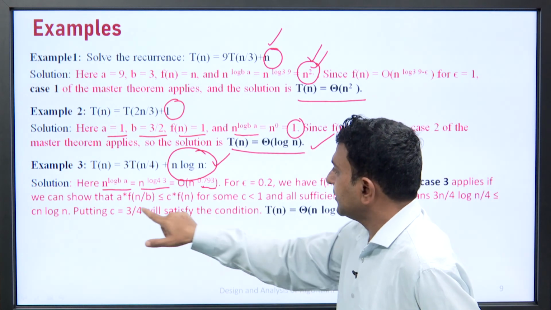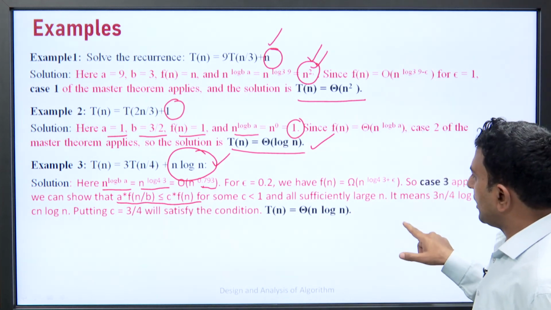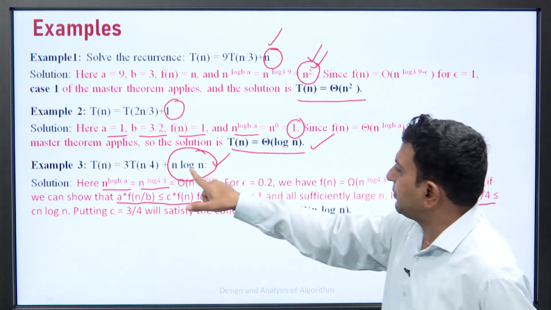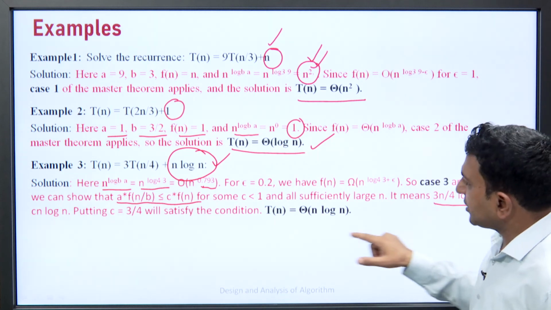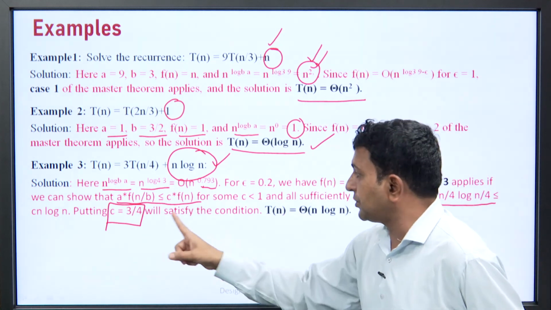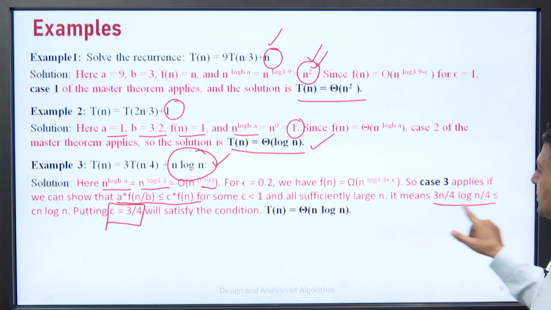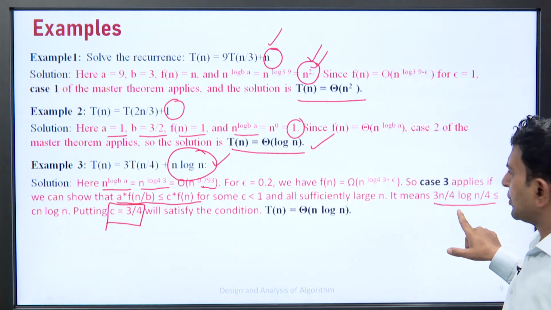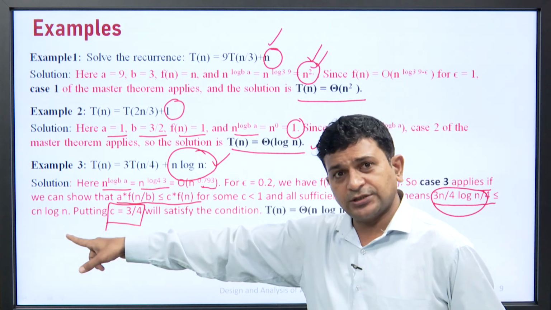What is the other condition? A into f of n by b must be less than or equal to C f of n. So, f of n is n log n. So, if we put it here, basically what we get is 3 n by 4 log of n by 4. If we put n by 4 in this equation, so n by 4 log n by 4. If we take the value of C as 3 by 4, C must be less than 1, just remember C must be less than 1. If we put C is equal to 3 by 4, so what we get here is 3 n by 4 log n by 4 is less than or equal to C n log n. Just see here. So, if we put C is equal to 3 by 4, definitely this term will always be less than this term. So, the condition is satisfied over here.